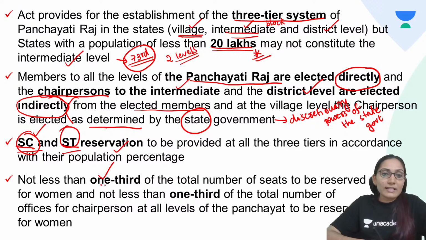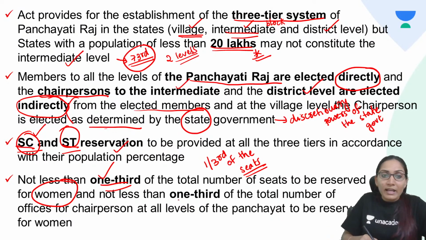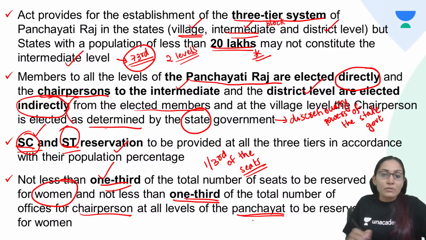Now, not less than 1/3 of the total number of seats to be reserved for women. So this is a very important point. That is 1/3 of the seats should be entirely reserved for women, and not less than 1/3 of the total number of seats for offices of the chairperson at all levels of the panchayats should be reserved for women. So members and also 1/3 of the chairperson seats and the offices of the chairperson should also be reserved for women.